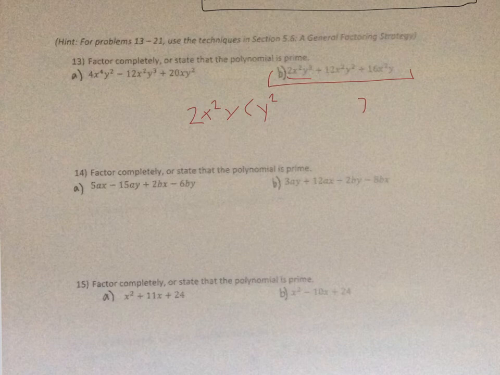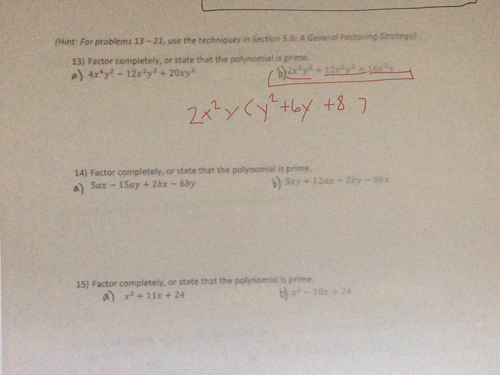If we divide 12x squared y squared by 2x squared y, we are left with plus 6y. And if we divide 16x squared y by 2x squared y, we have plus 8. All right, so first look for the greatest common factor, which we did. And then second, we look to see if any of the remaining factors can be factored farther.